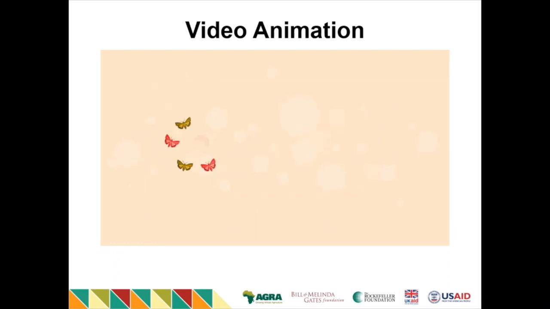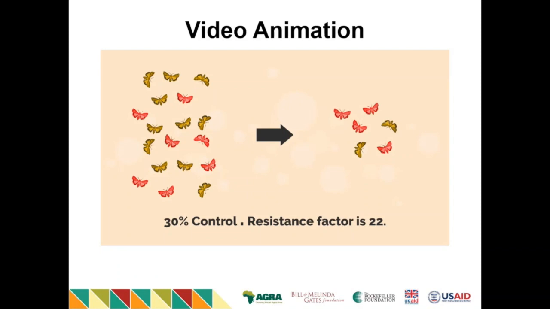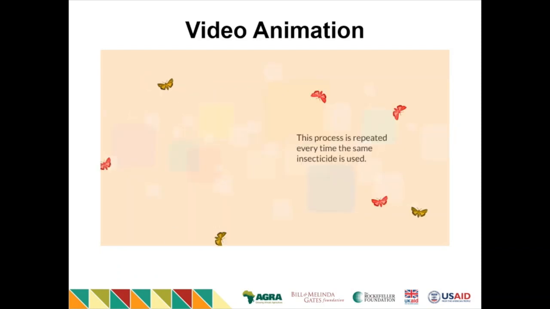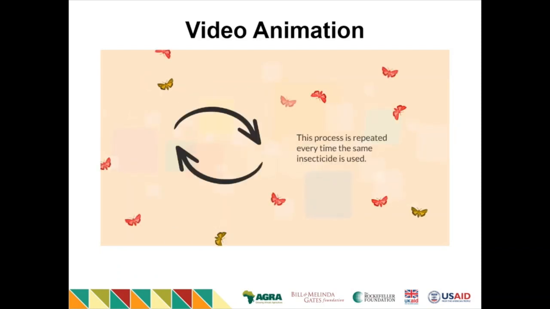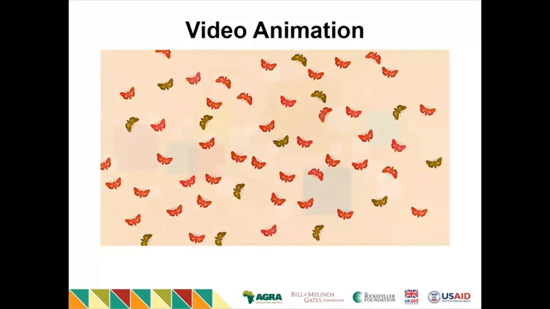When the survivors reproduce, there's more chance of resistant moths mating with other resistant moths. So this generation has a much higher proportion of resistant moths than the previous generation. Using the same insecticide spray in the third generation will only achieve 30% control, making the resistance factor 22. This process is repeated every time the same insecticide is used. Resistant moths continue to multiply and ultimately become predominant in the population.